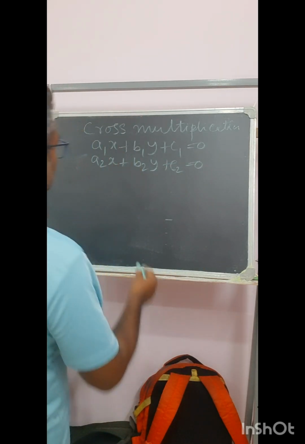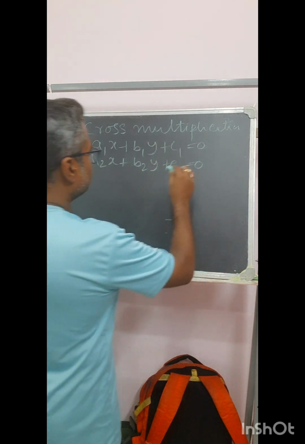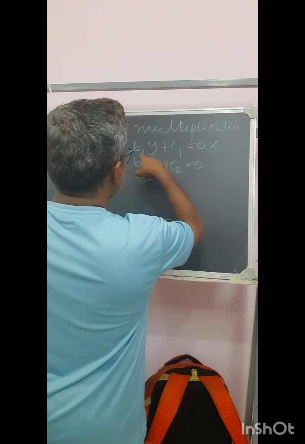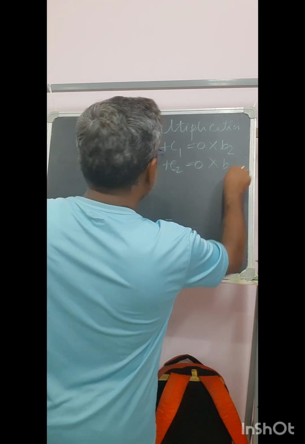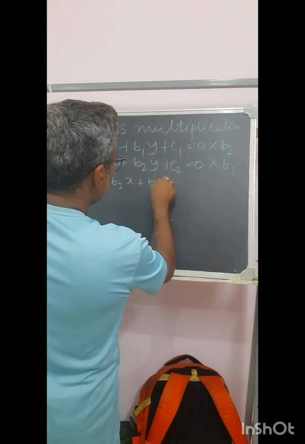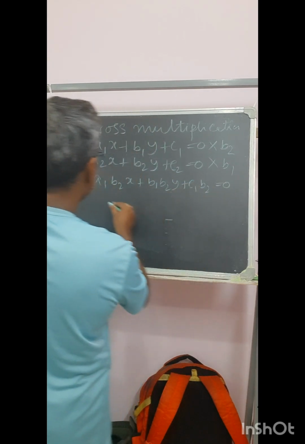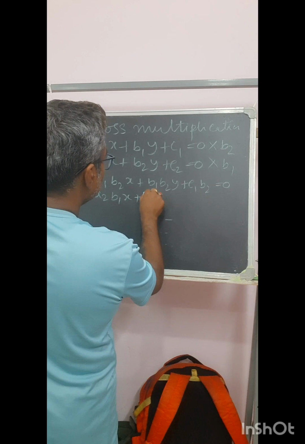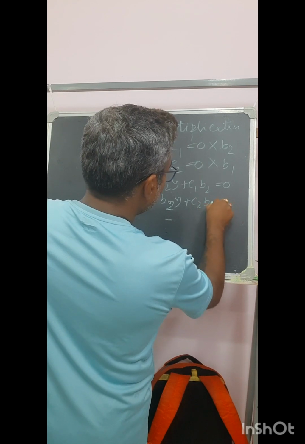So what I will do, I will use first the elimination method or substitution, whichever, let's say I will use the elimination method. So for eliminating, I will eliminate y first. So to eliminate it, I will multiply it with b2, and the other by b1. So this will be something like a1 b2 x plus b1 b2 y plus c1 b2 is equal to 0. It will convert into a2 b1 x plus b1 b2 y plus c2 b1 is equal to 0.